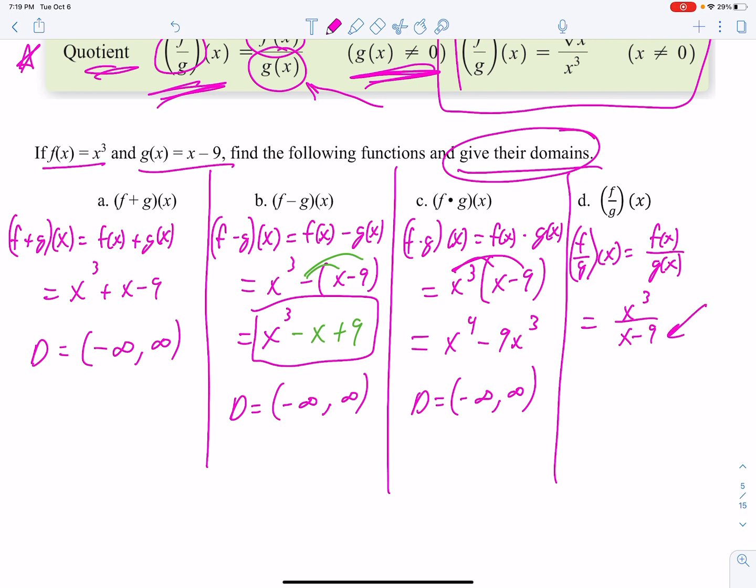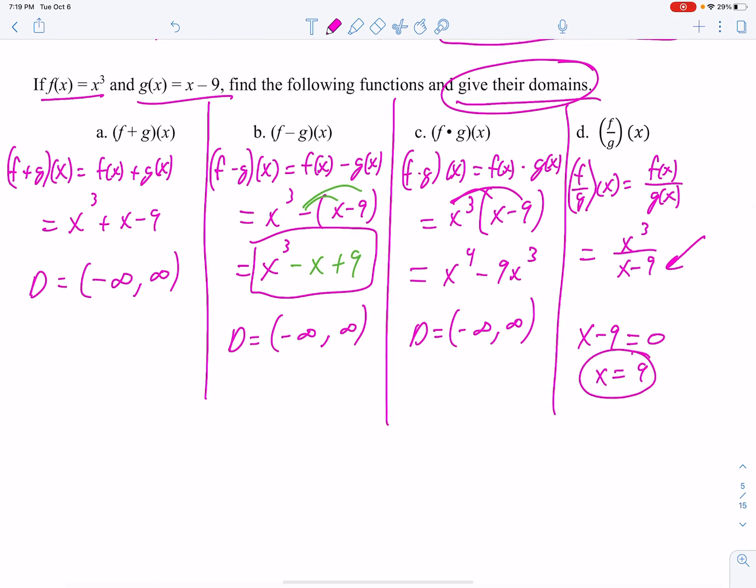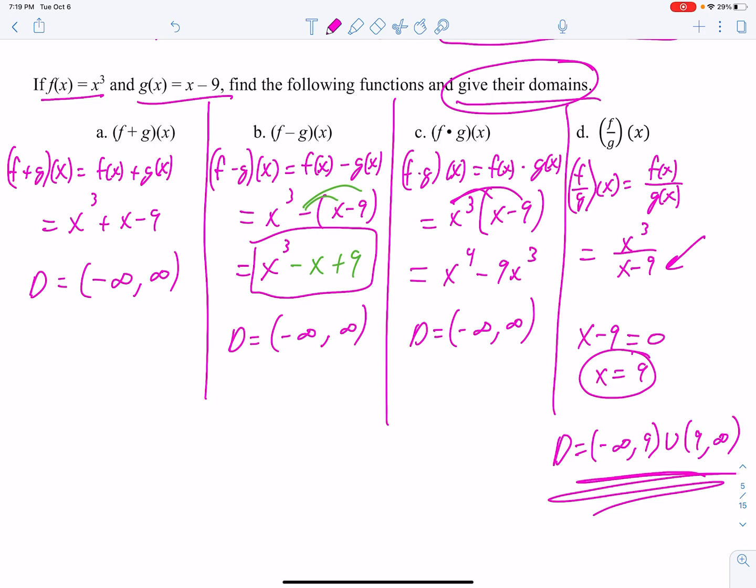So again, like we talked about, we're not allowed to have a 0 in the denominator. So the way we find the domain of a fraction is we take the denominator, set it equal to 0, and solve for x. In this case, we add 9 to both sides, so x equals 9. So remember, what we're actually saying is we're going to exclude 9. So the domain is negative infinity to 9, not included. Remember, these parentheses mean not included, union with, that's a U, 9 to infinity. So what this notation means is you could plug in any number except 9.